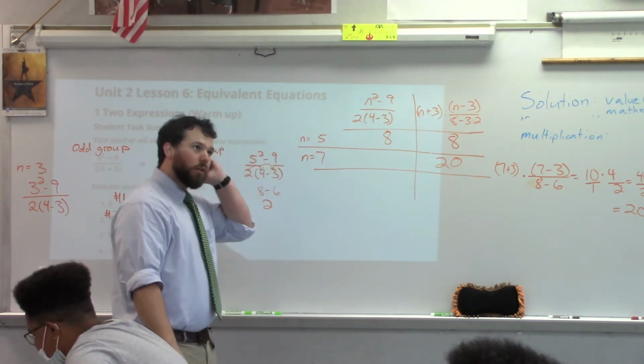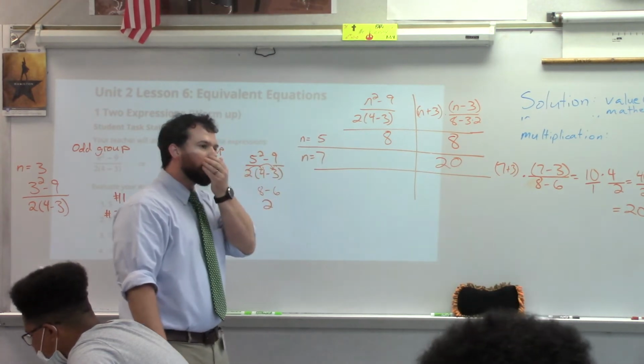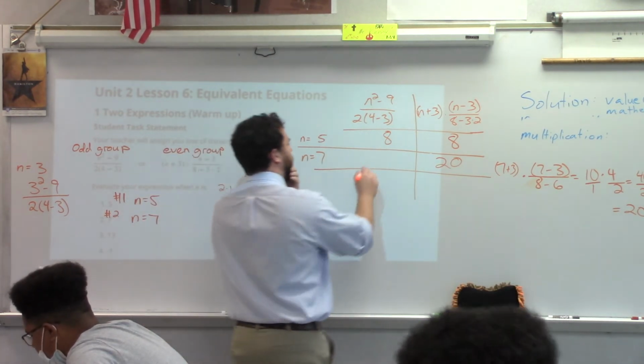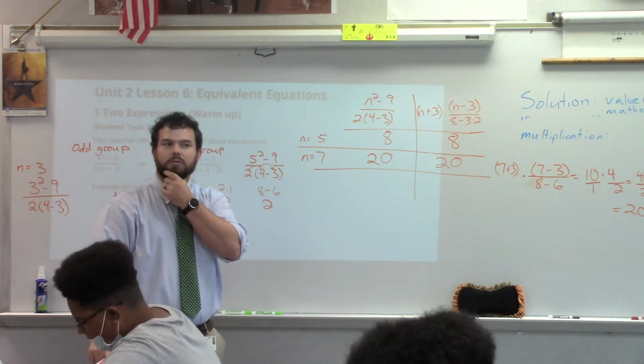So, did everyone get 20 here? Yes. Group 3, what did y'all get when n equals 7 for this first expression? You also got 20? Did anybody get anything other than 20 for that first expression?